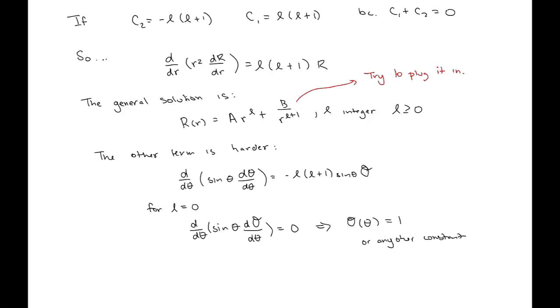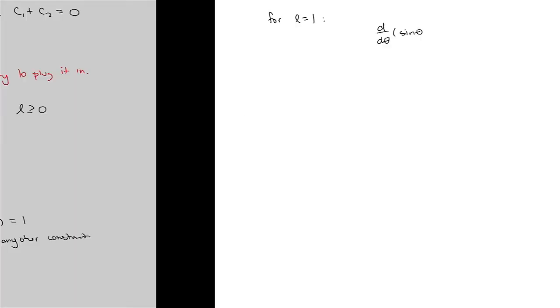And let's think about what happens when L is equal to 1. Okay, now I have this relationship. Oh, by the way, I didn't really explain that. The reason why theta equal 1 works is because if big theta is just equal to 1, this derivative is going to give me 0. So the whole left-hand side would be equal to 0. That's why that works. All right, let's do this next one.